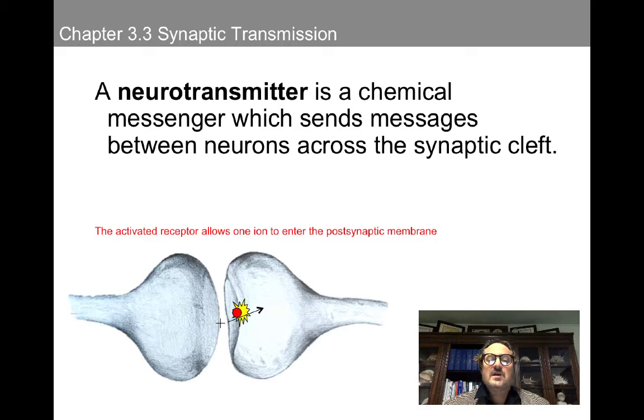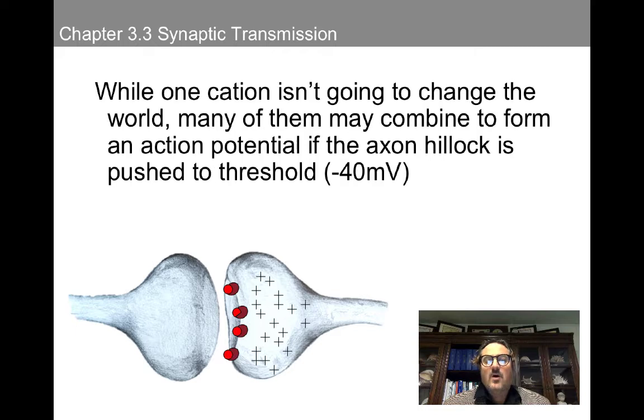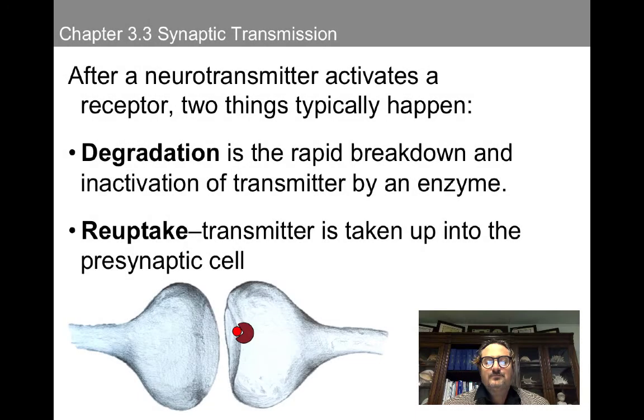What happens is the receptor allows an ion to enter. And here we can see it's a positive ion. We're going to call that a cation, if you remember the difference between cations and anions. Now, one cation is not going to make all the difference in the world, but many of them in combination with each other can actually lead to something as pivotal as an action potential if the axon hillock is pushed to a threshold of negative 40 millivolts.